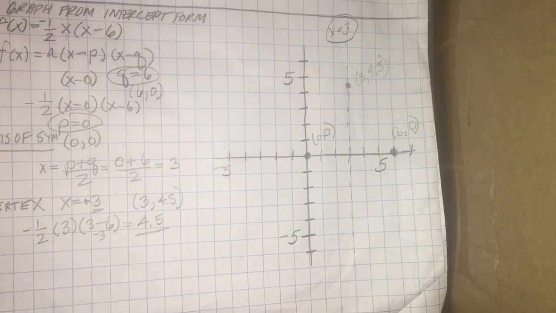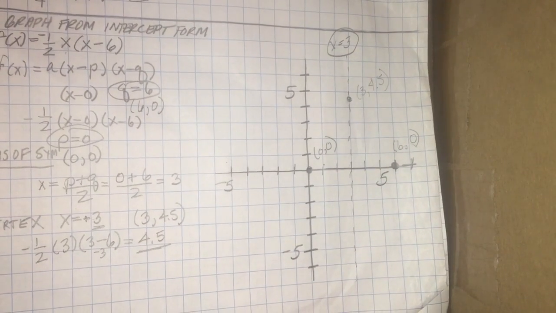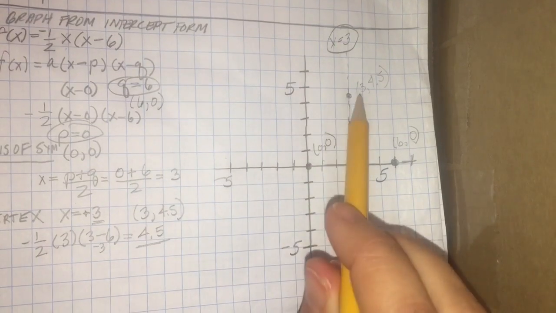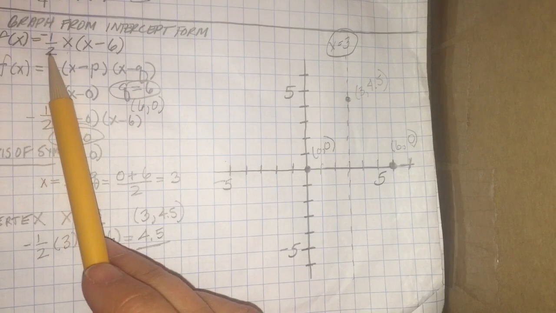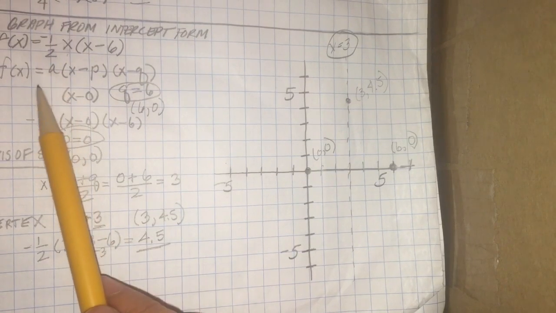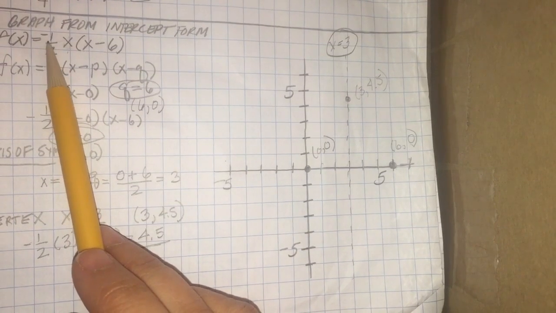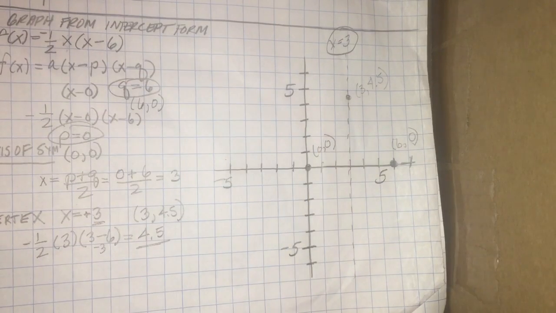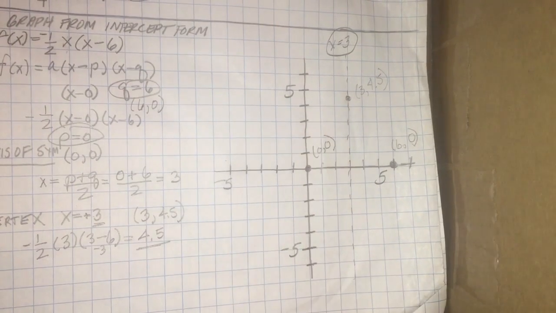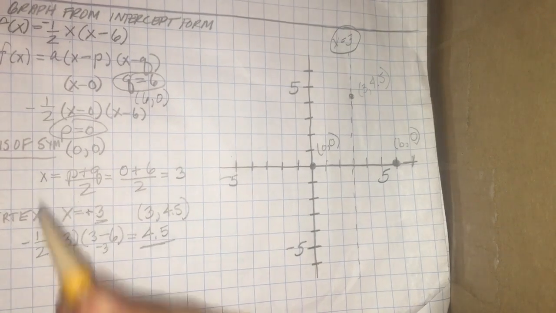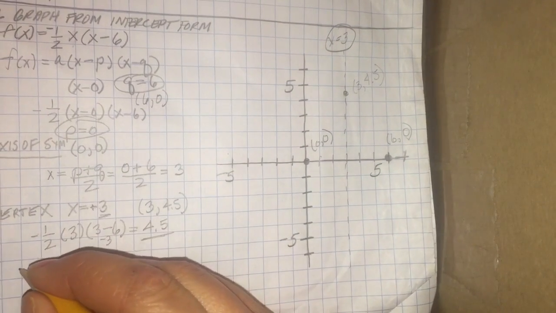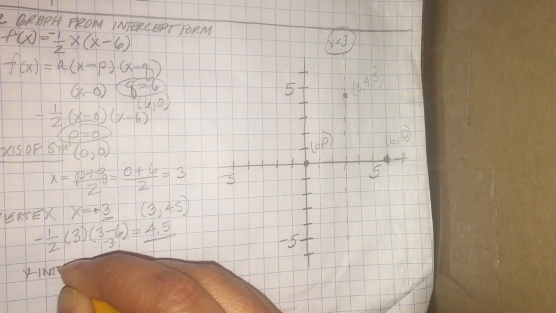I can see my parabola starting to take shape, and I notice that the parabola is going to open down. Not only because I see it on the graph, but I should have known that from the beginning because my a value is negative 1/2, which means since the a value is negative, my parabola will open downward and my vertex is going to be my maximum point, or the top. So now that I found the vertex, the last thing that I want to find is the y-intercept.